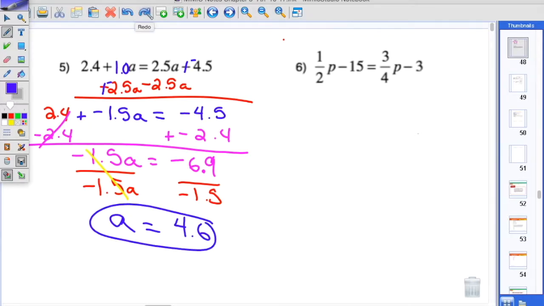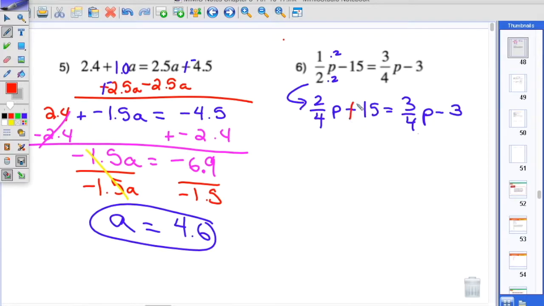On number 6, we have 1/2 p minus 15 is equal to 3/4 p minus 3. We're going to deal with fractions, and we need to get the fractions to one side. And if you look at your denominators, you have a 2 and a 4. So let's change these so we can have common denominators. So I'm going to rewrite it. So my common denominator would be 4. So I'm going to change my first fraction to 2/4 p minus 15 is equal to 3/4 p minus 3.